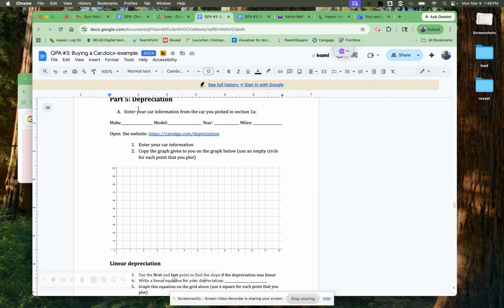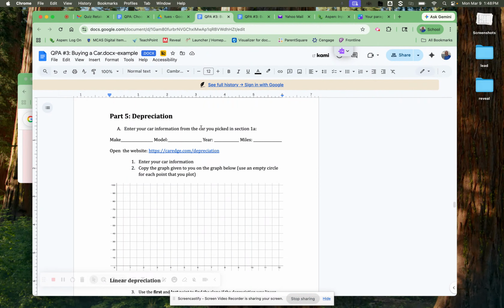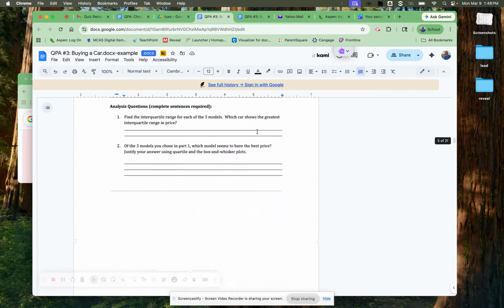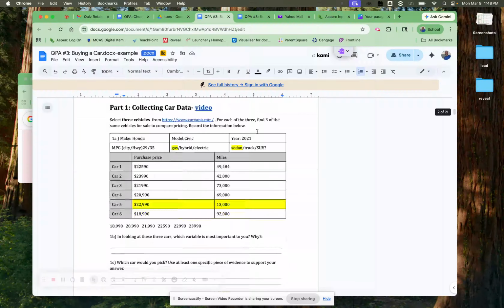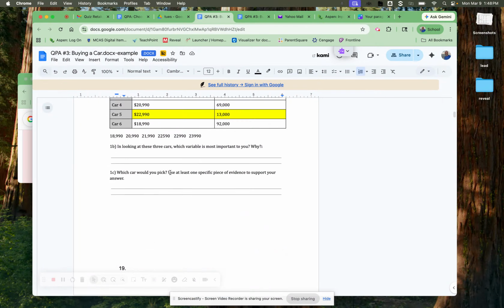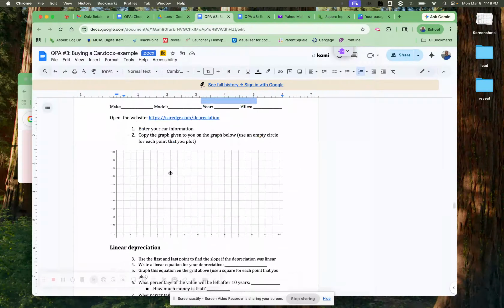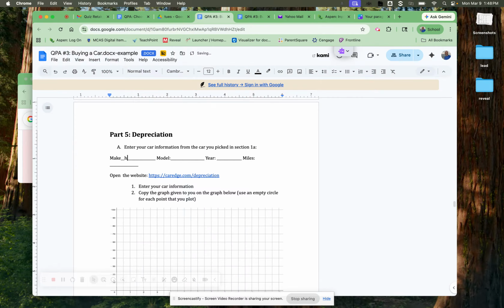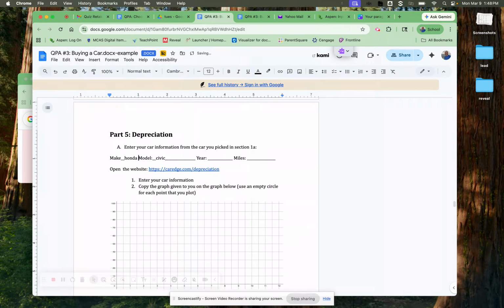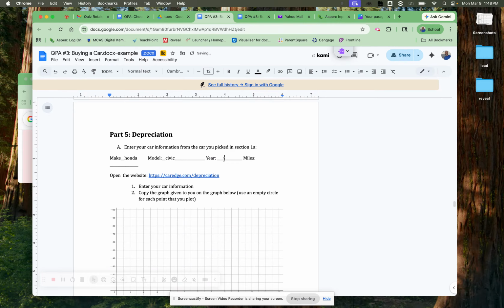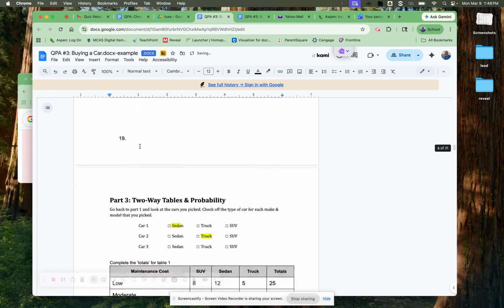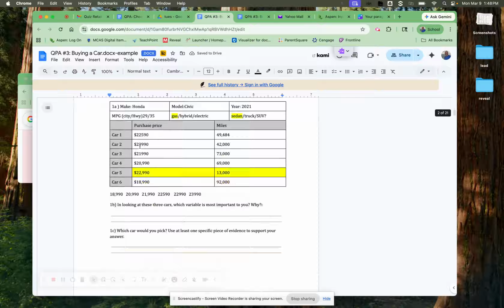All right, so part 5, depreciation. So I need to go back to the car I picked in section 1A. In 1A, I picked a Honda Civic 2021, and the car that I liked had 13,000 miles on it.